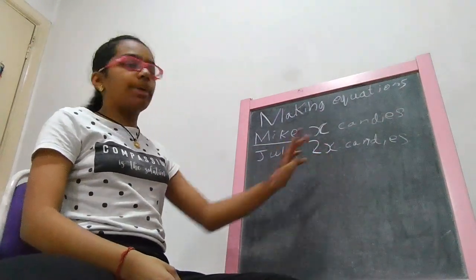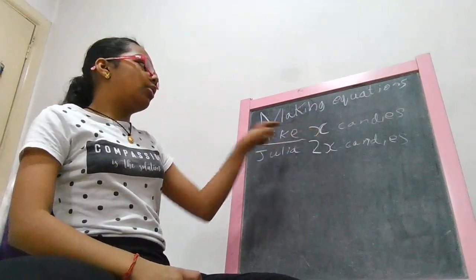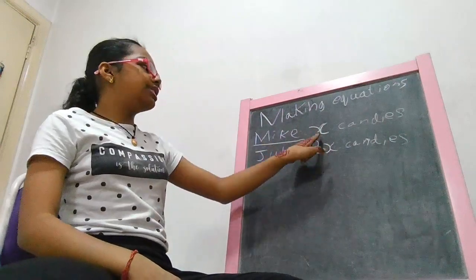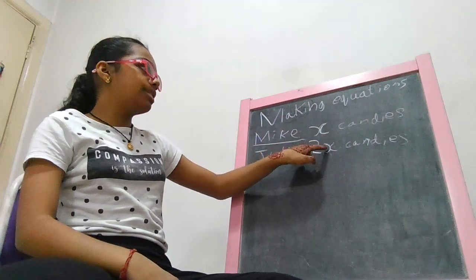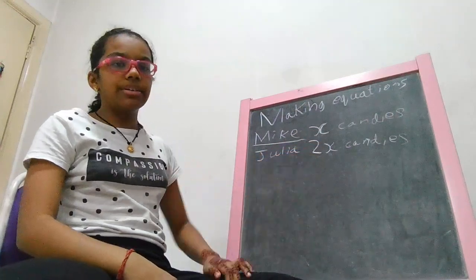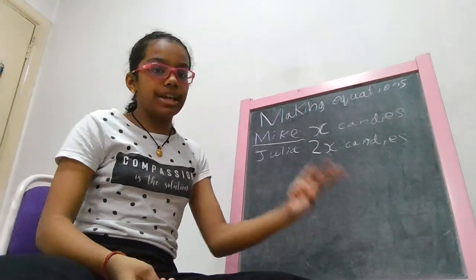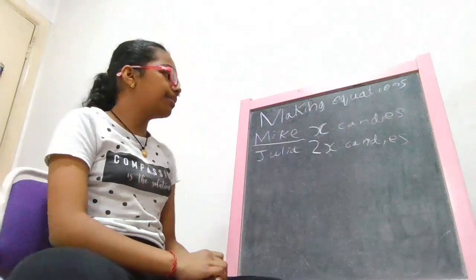Now why did I not write y over here? Because we're already using the number of candies Mike has as x. And since it's the same number of candies, x is the same, we're just doubling x, right? So x is the same number. So we're using x again, because if we use y, that would mean that there's a different number, right?